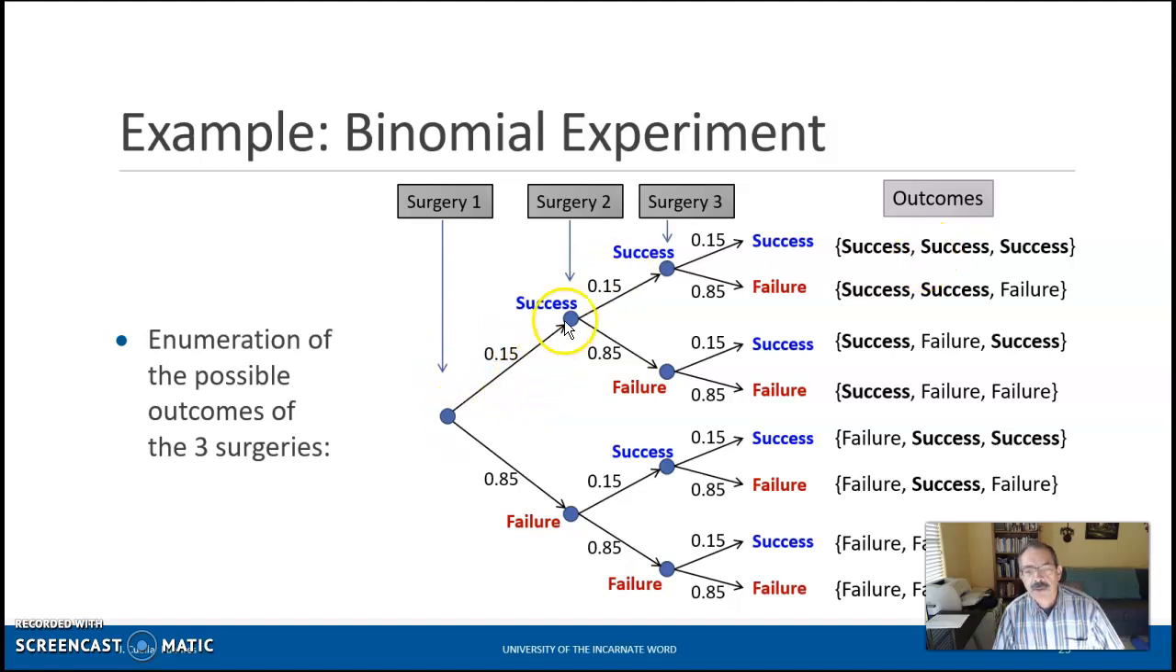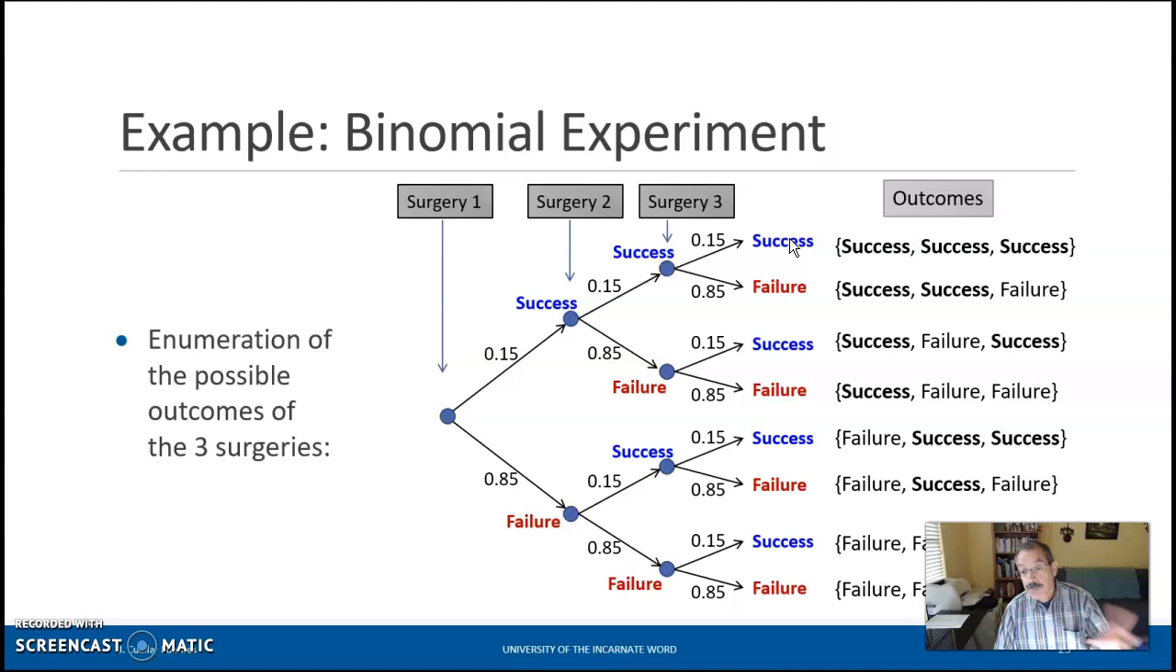For example, if we follow this branch, the outcome will be success, success, success. So there are 3 successes in that case. The next branch is success, success, and then failure, so you have success, success, failure, and so on. You can see that I listed the sequence of the 3 outcomes of the individual surgeries, depending on what sequence they occur. All right, so now we have the outcomes and we have the individual probabilities of each of these outcomes.